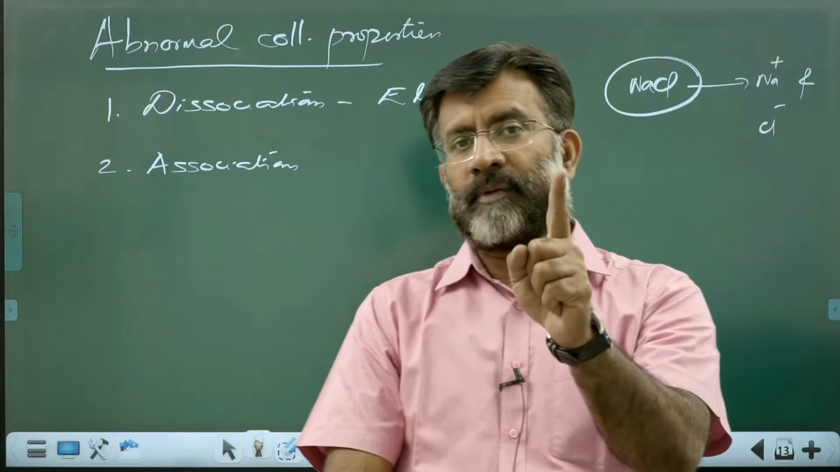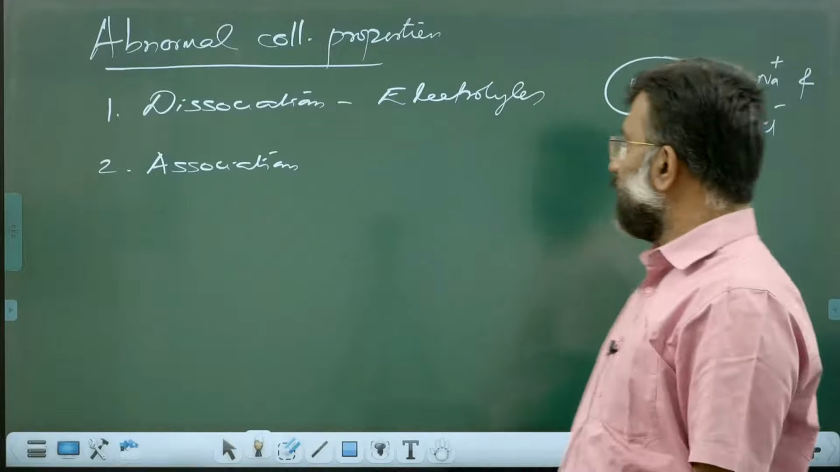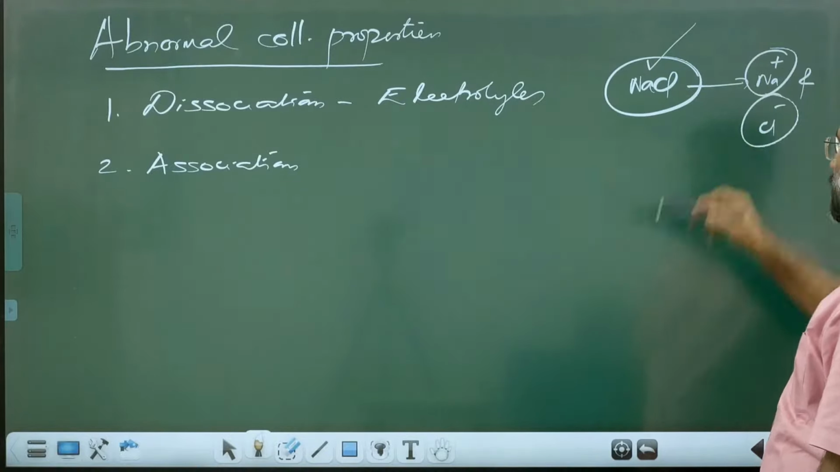Remember, colligative property depends on the number of solute particles. We are taking 1 lakh NaCl. Effective particles will be 1 lakh of this, 1 lakh of this, 2 lakhs.